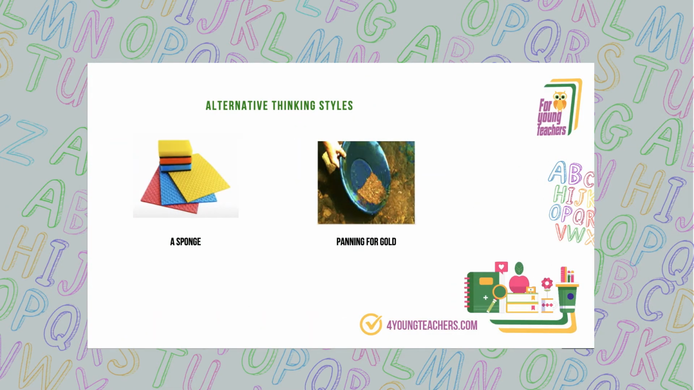Alternative thinking styles are sponge thinkers and panning for gold. Sponge thinkers absorb as much knowledge as they can. With the panning for gold approach, thinkers pick and choose what to absorb and what to ignore. Panning for gold is interactive. The thinker must constantly ask questions.